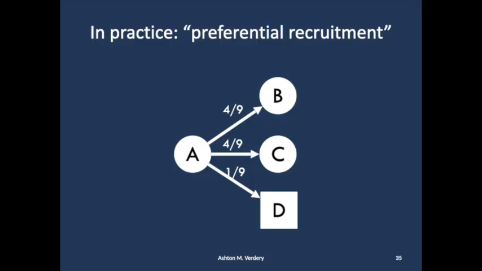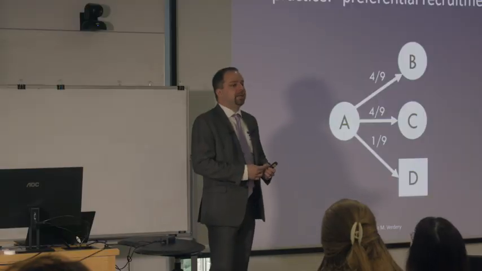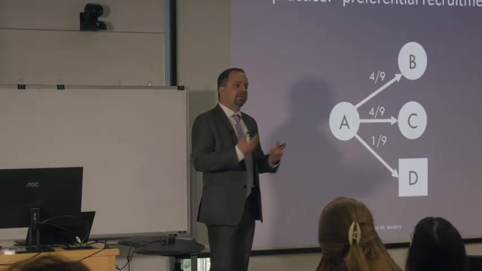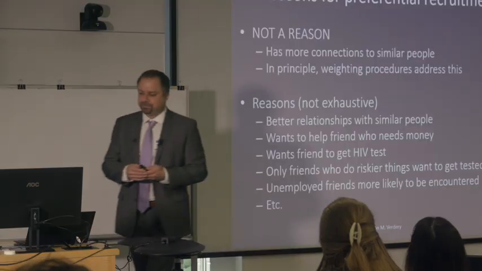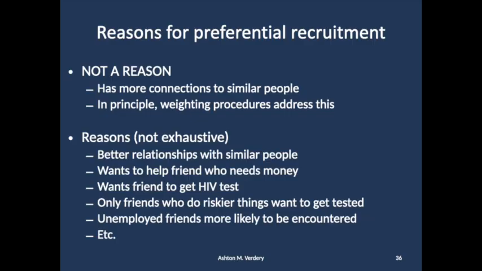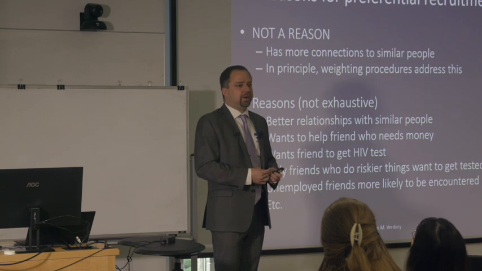Unfortunately, it's often the case that there's this preferential recruitment where circles are intentionally more likely to recruit other circles. Maybe they trust them more, maybe they think that they need to be in the survey more, that sort of thing, and that can add substantial biases to the results. I just want to highlight that the main reasons for this typically are that people have better relationships, or that they want to help a friend who they think needs the money. This is a major issue when designing RDS studies.